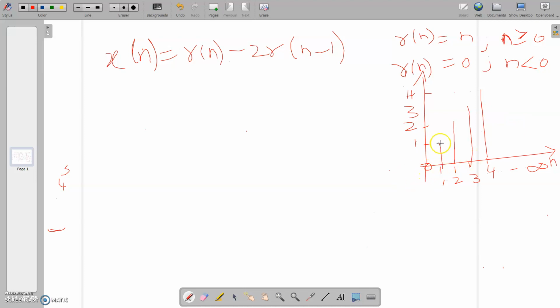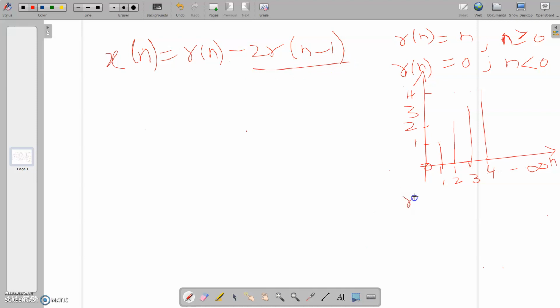at 0. At n is equal to 1 the amplitude is 1, at n is equal to 2 the amplitude is 2, at n is equal to 3 the amplitude is 3, at n is equal to 4 the amplitude is 4, and it goes up to infinity. Okay. And then coming to the second signal, we have R of n minus 1.